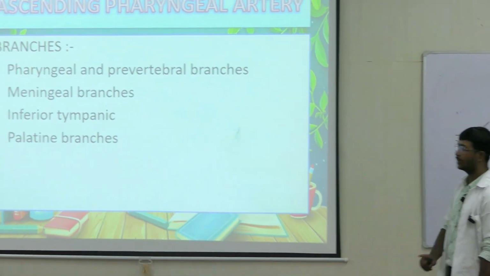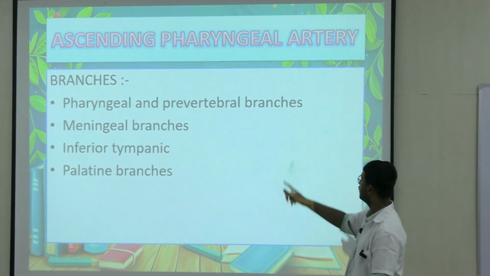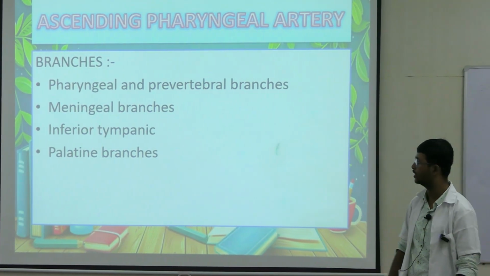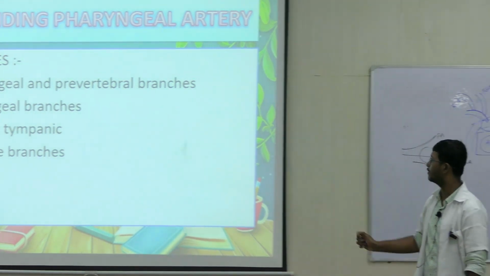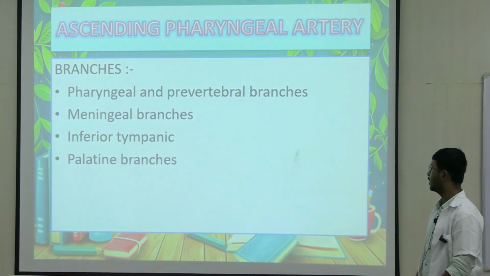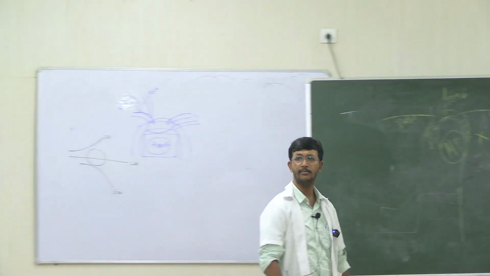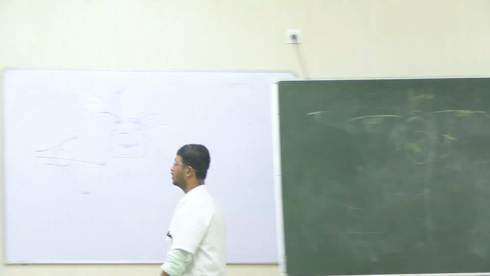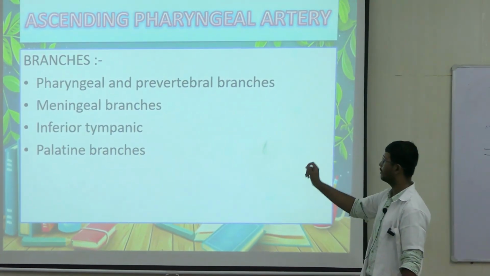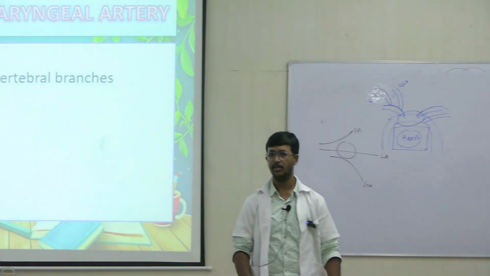Now the medial branch, that is your ascending pharyngeal artery, has these branches, that is your pharyngeal and prevertebral branches. Basically in the pharynx region there is pharyngeal fascia, prevertebral fascia. So these will be supplied by your pharyngeal and prevertebral branches. Again here will be your meningeal branches. Then inferior tympanic branch, basically supplying the tympanic cavity. Where is the tympanic cavity present? In the ear. So the tympanic membrane is present in the ear. This tympanic membrane will be supplied by your inferior tympanic artery. Then your palatine branches will be supplying your palate, soft and hard palate.